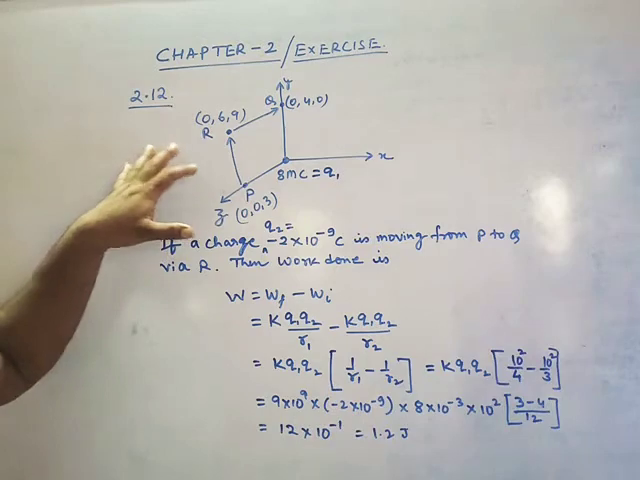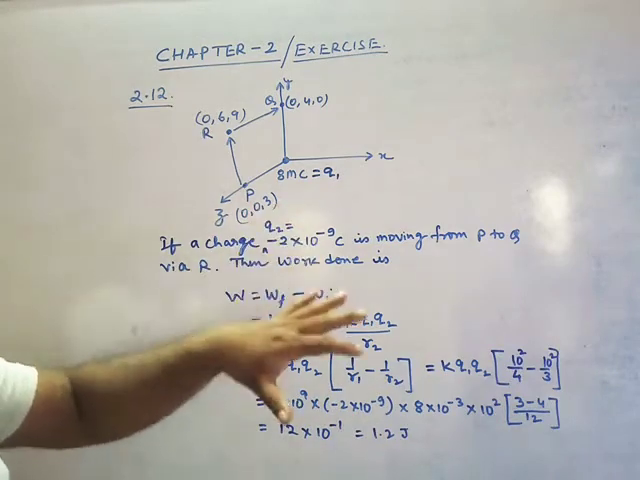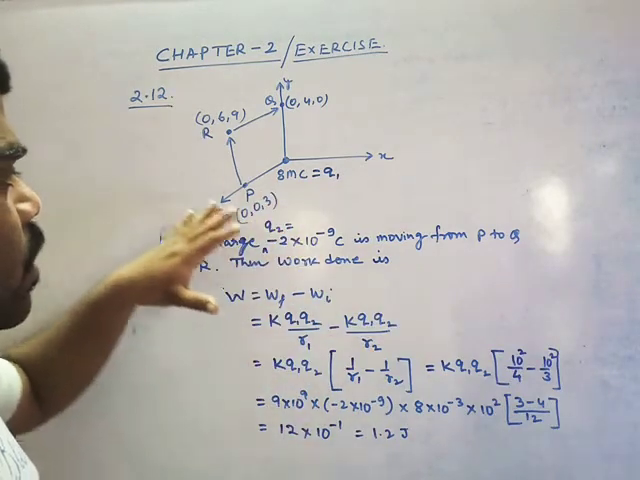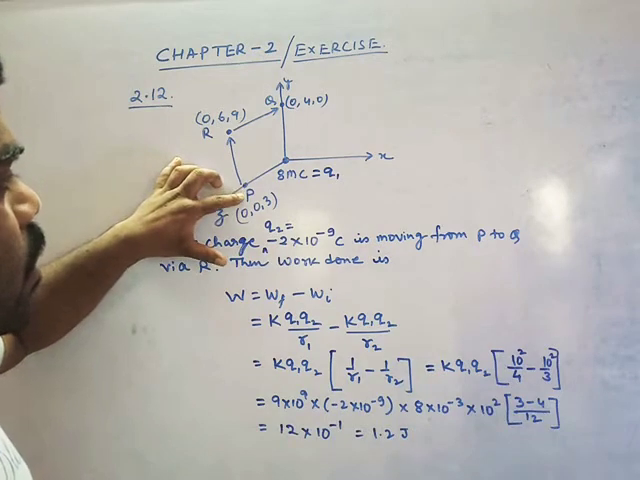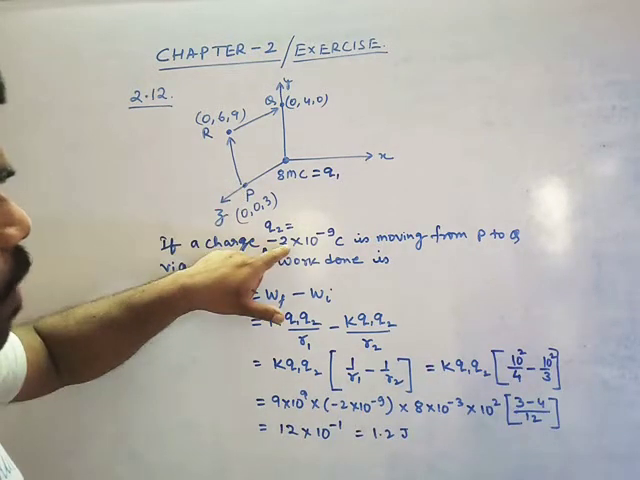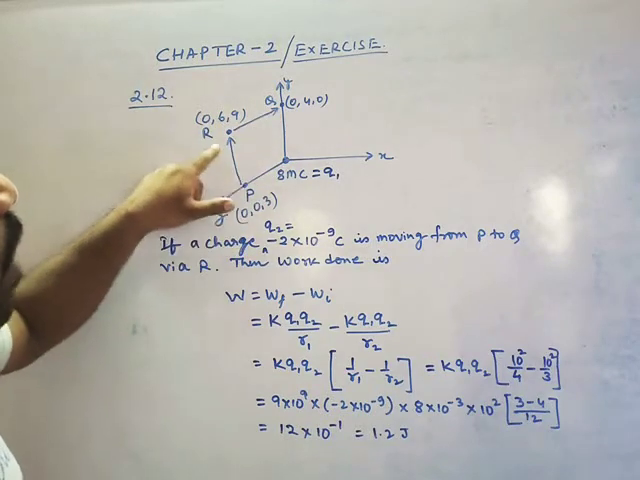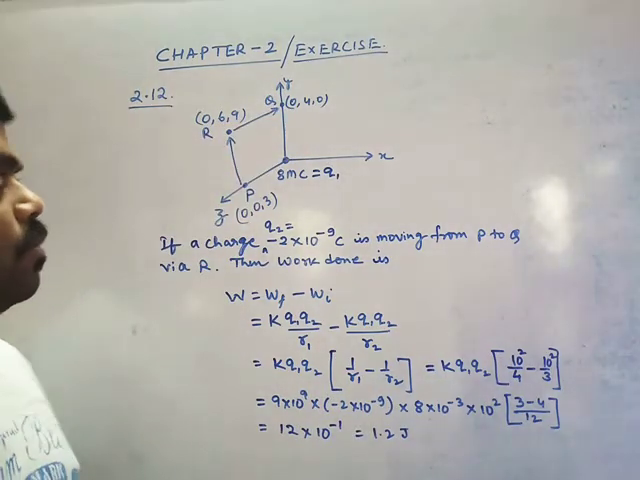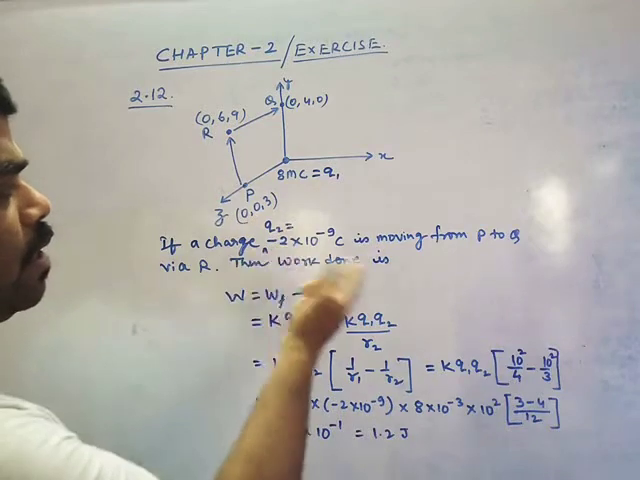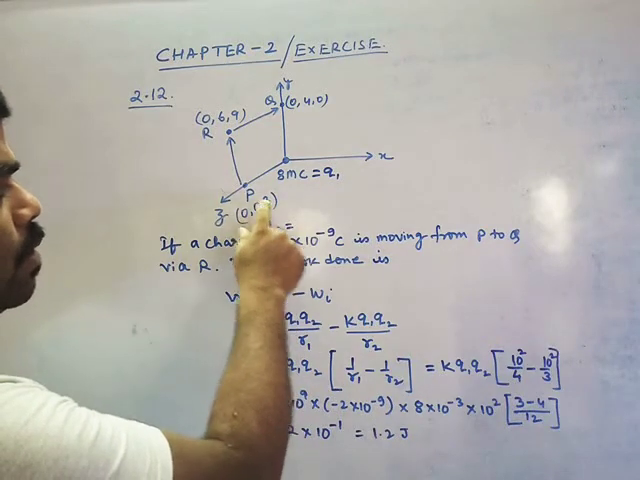In this question they have asked to find the work done. You can read the question, it is in the NCERT part. When we take a charge of minus 2 into 10 to the power minus 9 from P to Q, but via R, according to the coordinate points, we can easily define x, y, z. So it is in the 3.